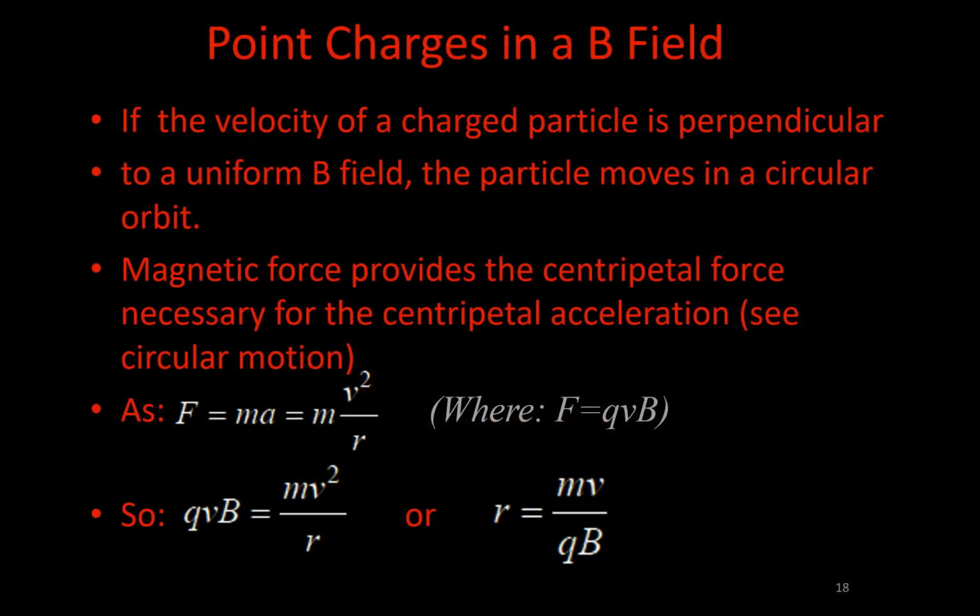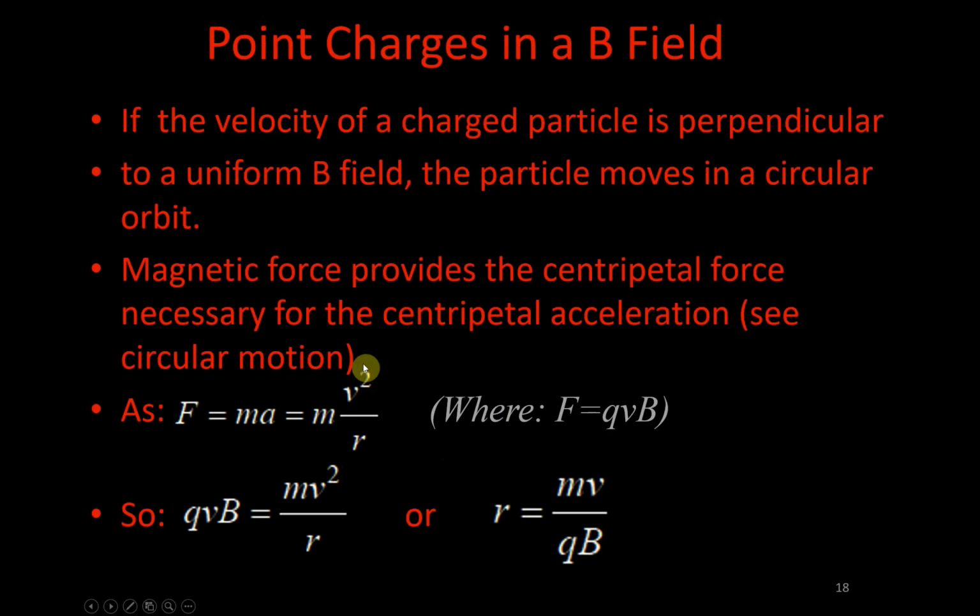So if the velocity of your charged particle is 90 degrees to your uniform magnetic field, the particle will move in a circular orbit. And that magnetic force will give a centripetal force and a centripetal acceleration, as we discussed. So if you go back to your work on mechanics, you'd find that the centripetal force is equal to mass times centripetal acceleration. So Fc, centripetal force, is m times a_c, which is centripetal acceleration.